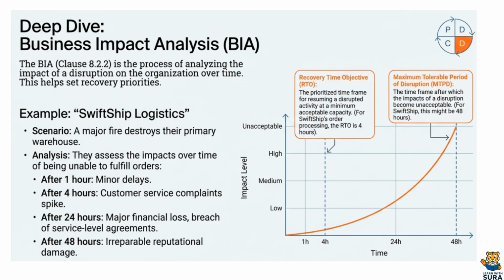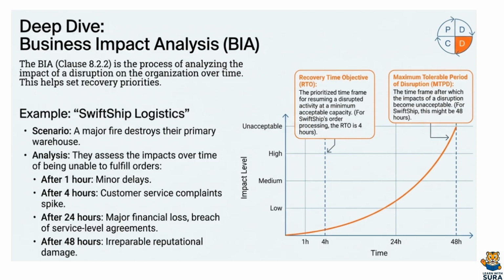In our deep dive into business impact analysis, we analyze the impact of disruption over time, and it helps set recovery priorities. For Swift Ship Logistics, for fulfilling orders, a primary warehouse destruction could lead to minor delays in an hour, customer complaints in 4 hours, major financial loss in 24 hours, and irreparable reputational damage in 48 hours.